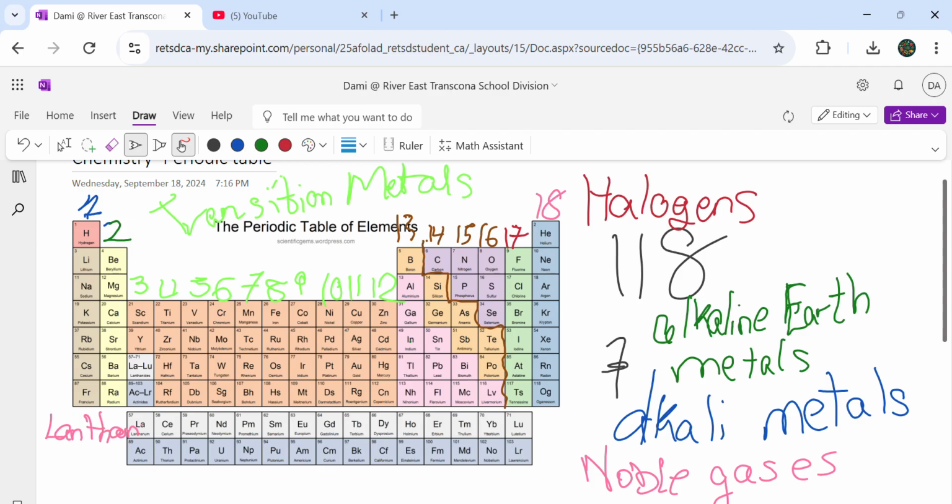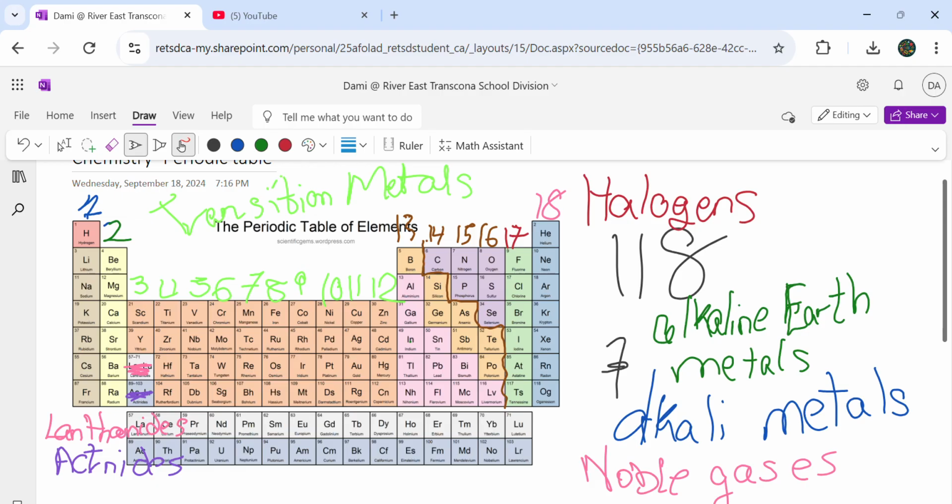lanthanides right here, and the actinides right here. So what is lanthanides? These two are a series of radioactive metallic elements with similar properties.